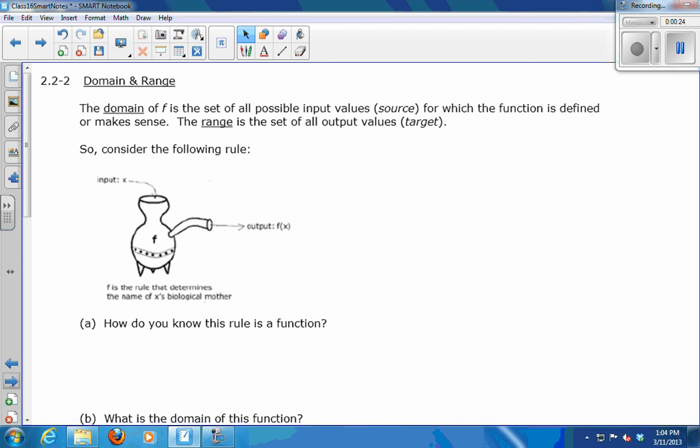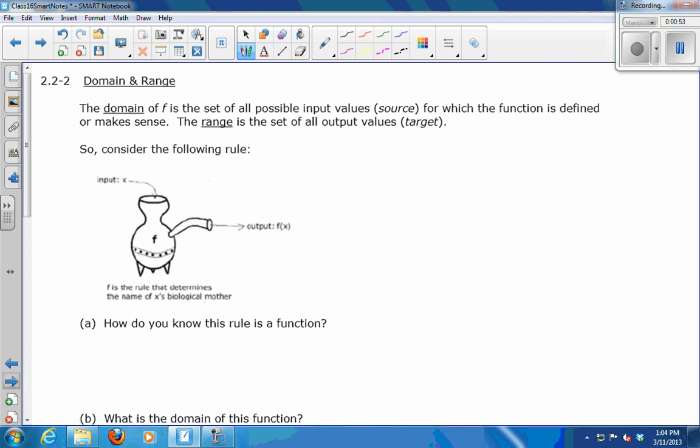So the first is domain and range. The domain of f is the set of all possible input values for which the function makes sense. So we have found domains before, right? We have been finding the domain of an expression. And so up until this class, we have been finding domains of functions. We just didn't know the word function. Okay, so this isn't really new, the domain part.